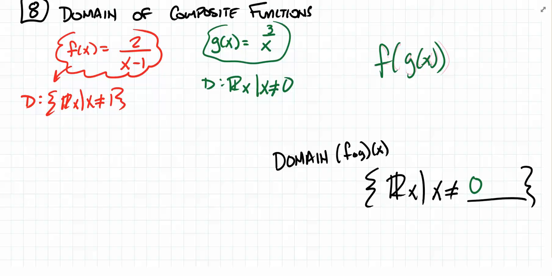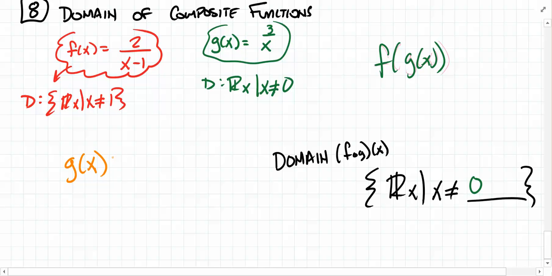How do we prevent g from producing the number 1? By not giving it a 3. That's exactly right. So here's what we have to do. g of x is never allowed to produce the number 1.